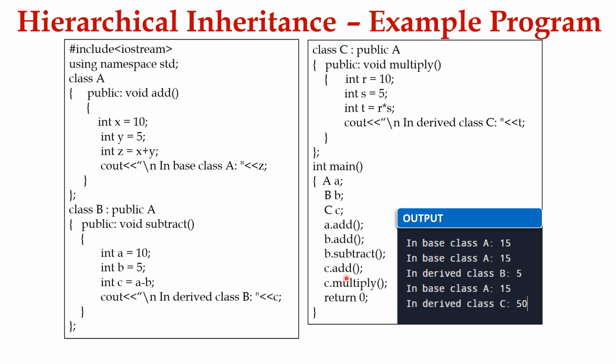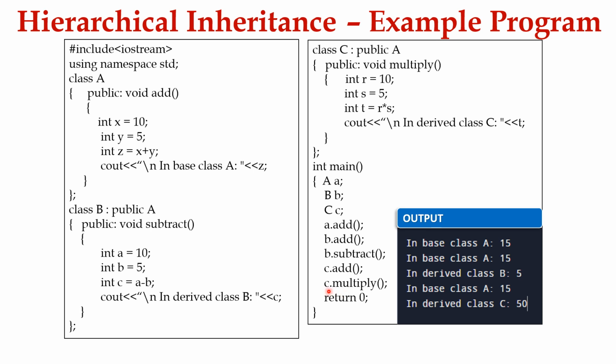Next, it is c dot add(). Using the class capital C object small c, we are accessing the function add which is available in class A. So now control moves to class A and performs the addition operation and shows the value, that is 10 plus 5, 15, to the user using the cout statement, that is, in base class A, 15 is displayed to the user as shown in the output. Now the control comes back to the main function.